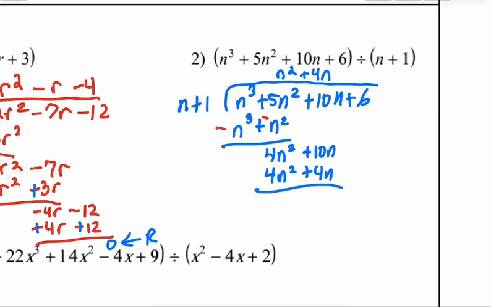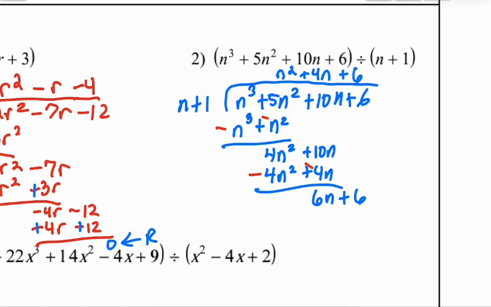But we are subtracting. In algebra, to subtract, just multiply by negative 1. 4n squared minus 4n squared is nothing. That should always happen, or something's wrong. 10n minus 4n, or plus negative 4n, however you want to think about it, is 6n. Bring down that 6. This is our last step when we've brought down the last number or thing. What times n would give us 6n? That would be positive 6.